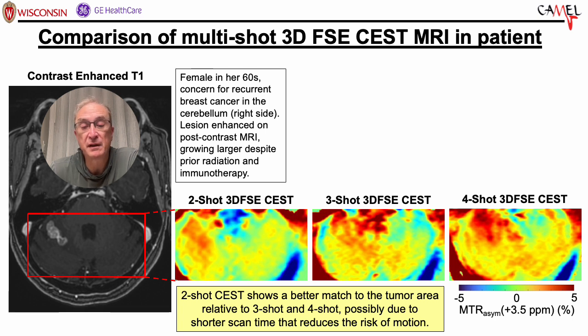The 3-shot and 4-shot also show enhancement, but it is more diffuse. It doesn't match the anatomical location of the lesion as well. And we attribute this to potential motion artifacts that are caused by longer scan times.